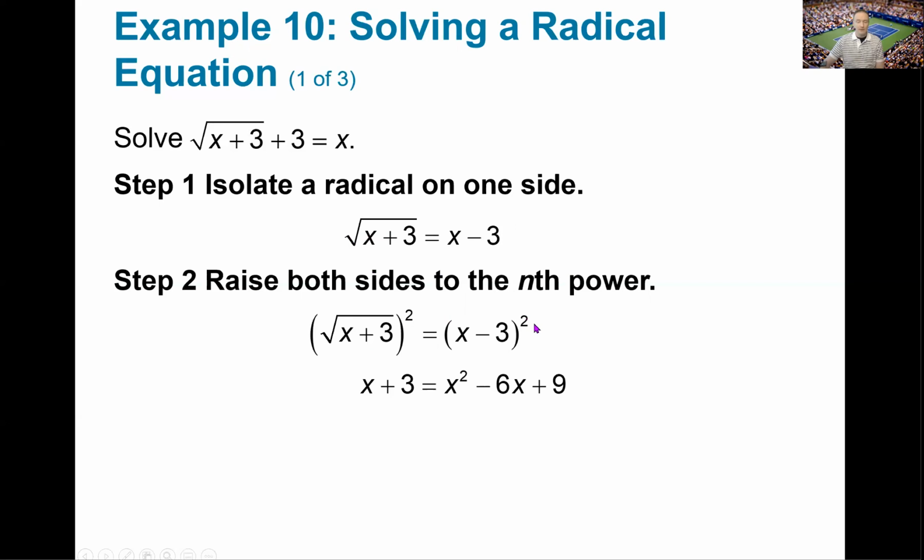And please don't make the mistake of calling that just x squared plus 9. Anytime you square a binomial, you get a trinomial. If you have to write that out as x minus 3 times x minus 3 and FOIL it, please do so. We'll have x squared minus 3x minus 3x for minus 6x, and then you'll have negative 3 times negative 3 for plus 9. So now I have this nice quadratic equation resulting.